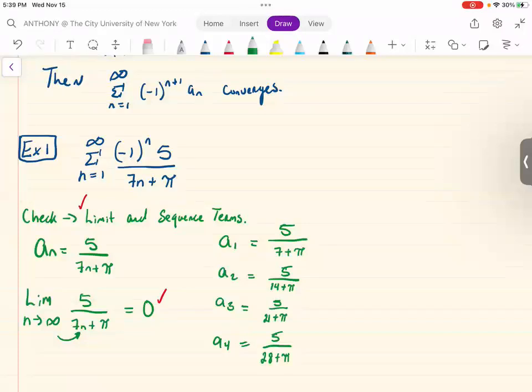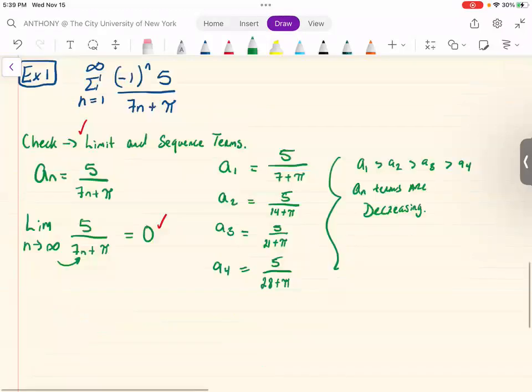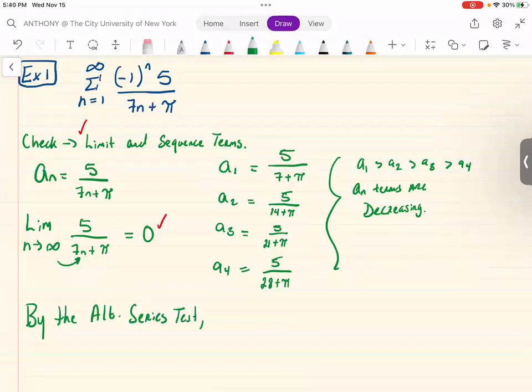So sequentially here, what you can see is that A1 is definitely bigger than A2, which is bigger than A3, which is bigger than A4. Right? So the sequential terms are decreasing, right? The an terms are decreasing. So therefore, by the alternating series tests, you could call it AST if you like, our given series converges.